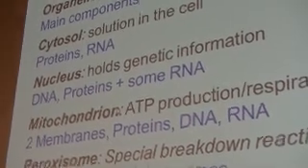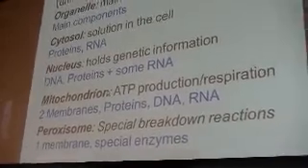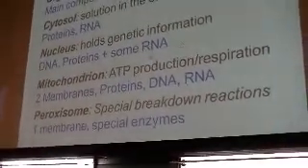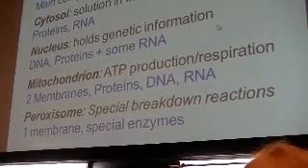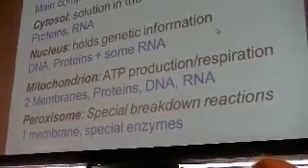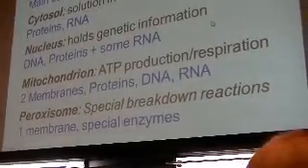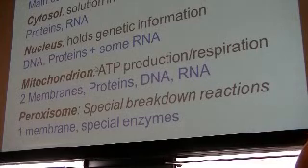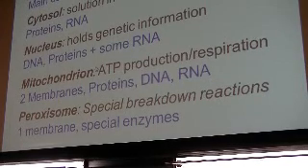Okay, then we have our friend the mitochondrion. One mitochondrion, two mitochondria. It's involved in ATP production and respiration. There's a couple of other essential biochemical pathways happening in the mitochondrion, but this is the main one. So the majority of the ATP that we make in our cells is made in our mitochondria.